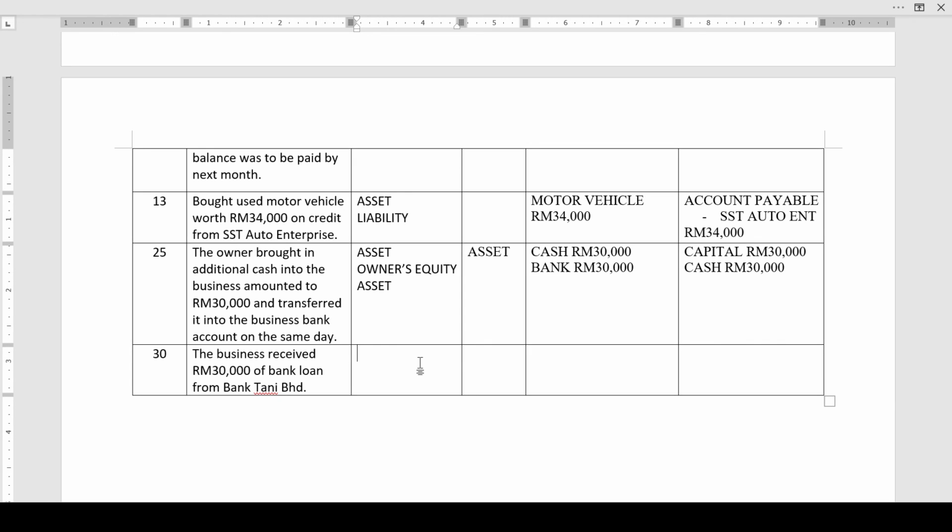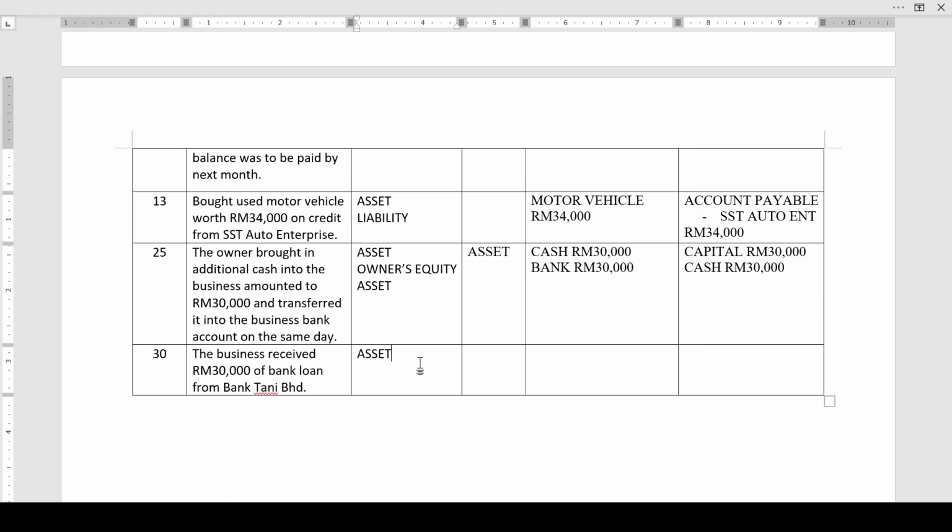At the same time, we have created a liability account, because you take the bank loan. A bank loan is a financial obligation for you to make a repayment in the future. So at the same time, your liability increases. That's it for the effect.